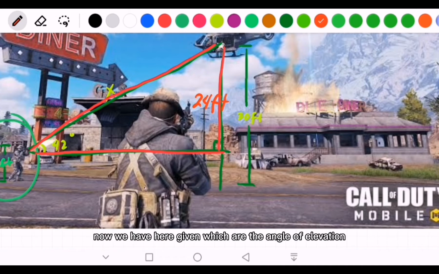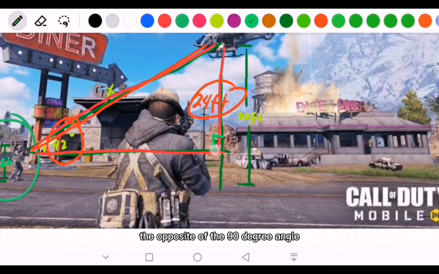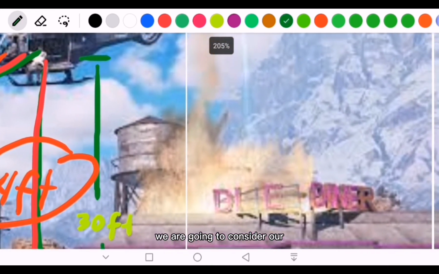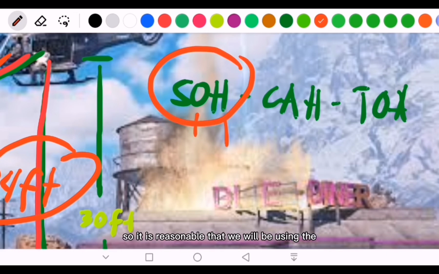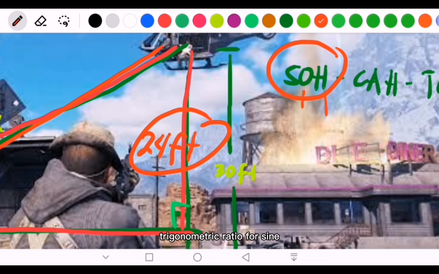Now, we have here given the angle of elevation, a length on the opposite of that given angle, and of course the hypotenuse, which is the opposite of the 90-degree angle. So with those given, we are going to consider our acronym SOHCAHTOA. As I have said a while ago, we are given an opposite side together with the hypotenuse. So it is reasonable that we will be using the trigonometric ratio for sine.